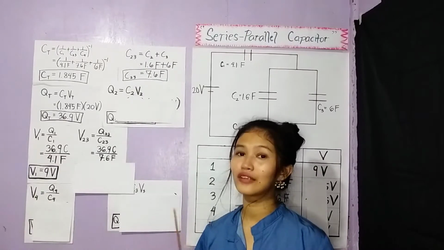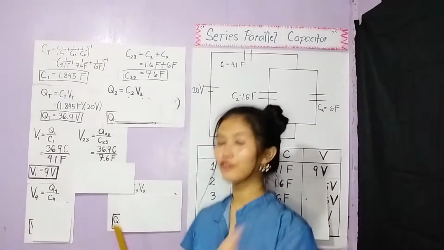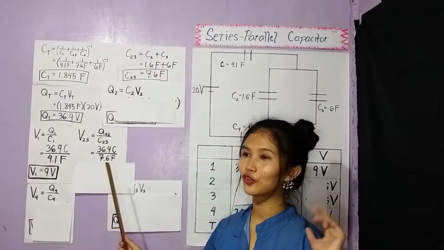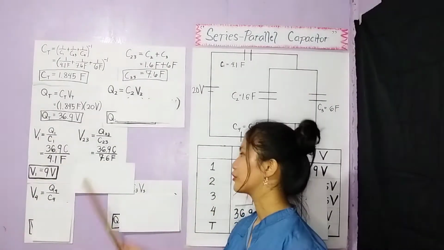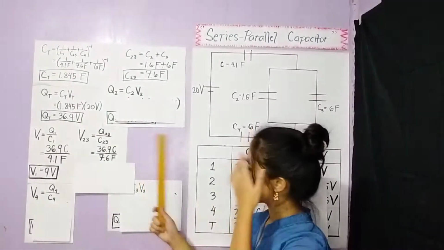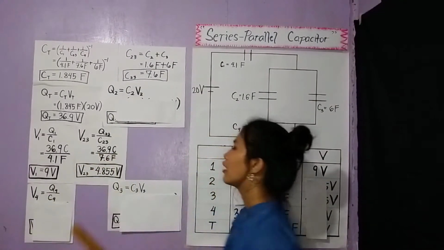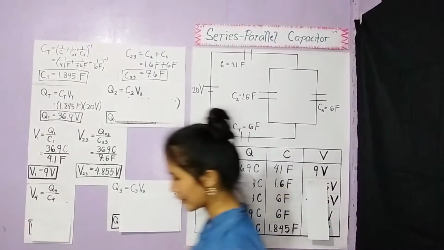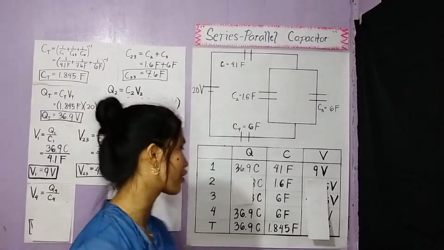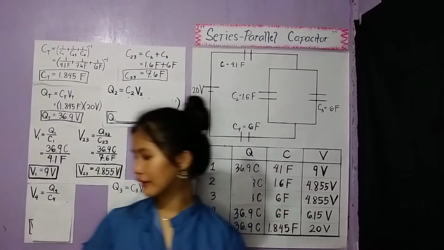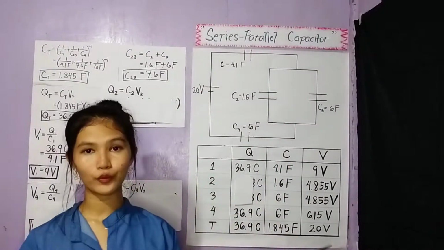But since they're parallel, we're going to find their exact answer. So in their first value, that's what we're going to use here in the Q23. Since they are parallel to each other, they have the same 36.9 coulomb. Using the calculator, we'll be able to get an answer of 4.855 voltage. And since V2 and V3 are parallel to each other, in putting down the table, we will also write the same value for V2 and V3.